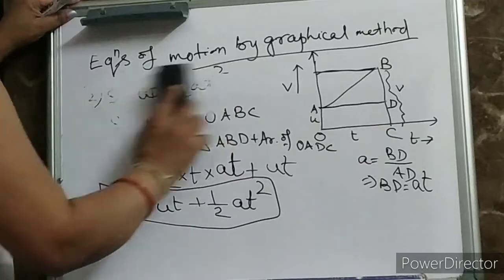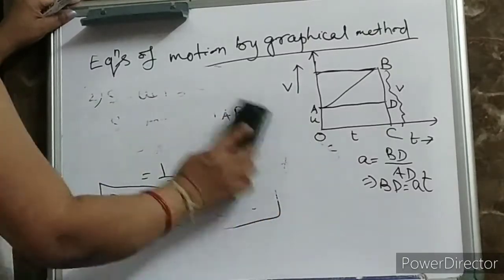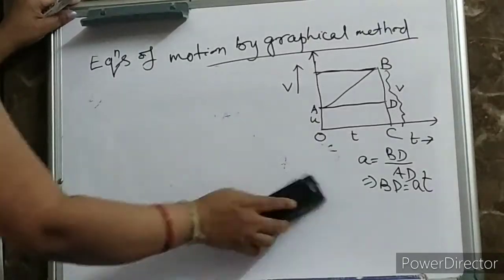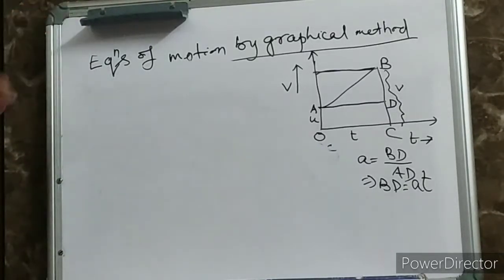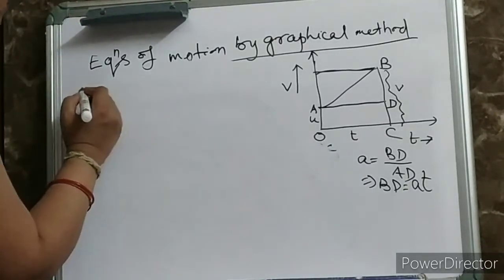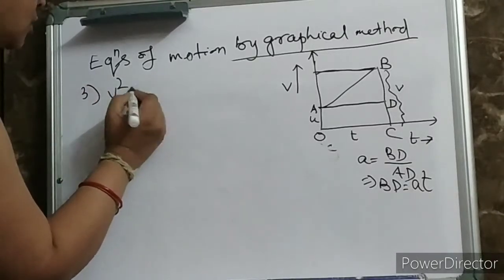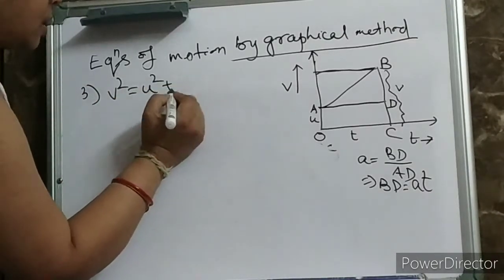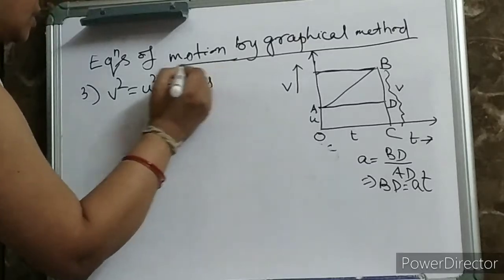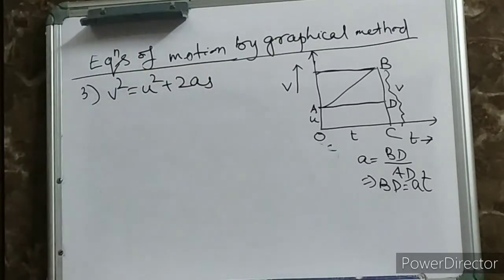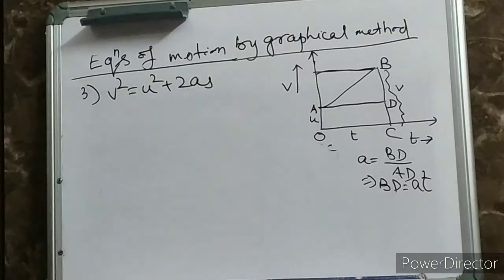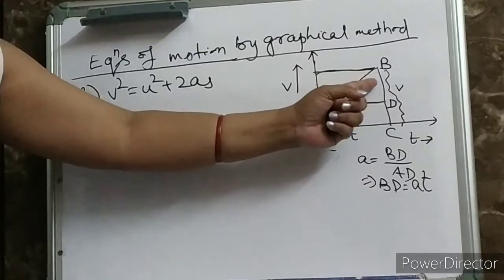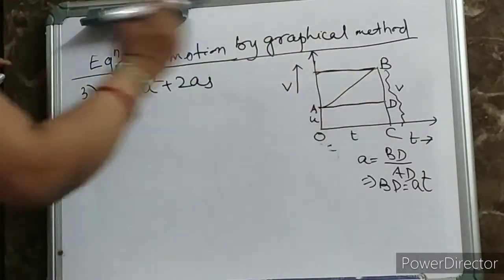Okay. Let me go to the third equation of motion. What is the third equation of motion? I know you all are smart. You know. That is V square is equal to U square plus 2AS. How to prove it? Same. We are going to consider the same distance travelled, and I have already told how to calculate the distance. That means the area under this curve.